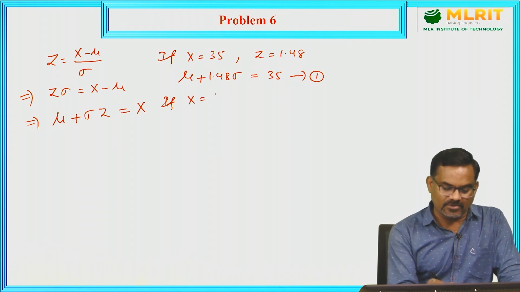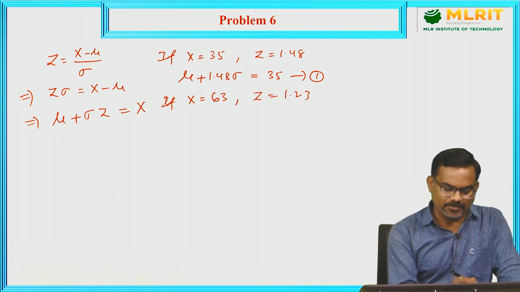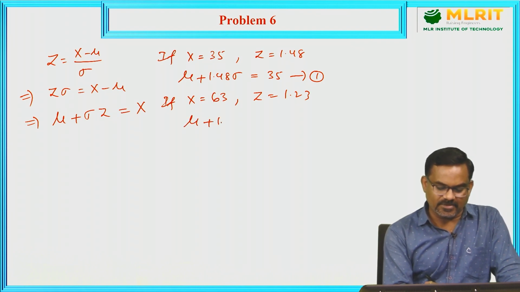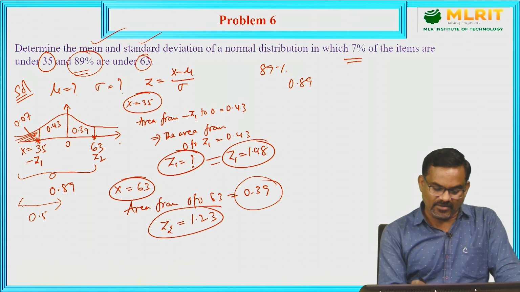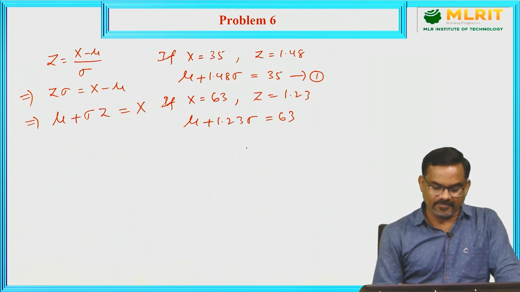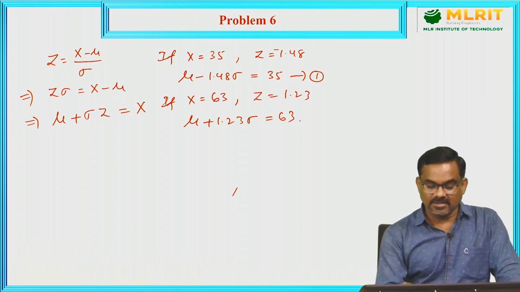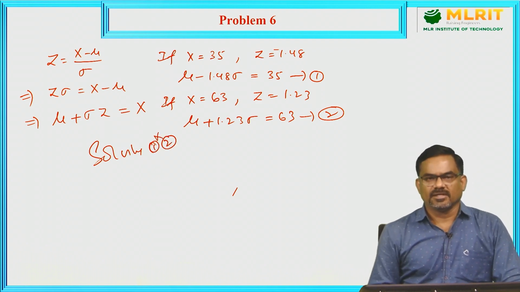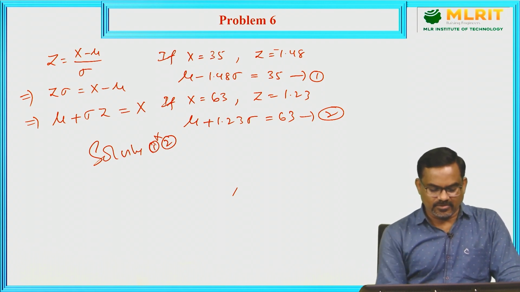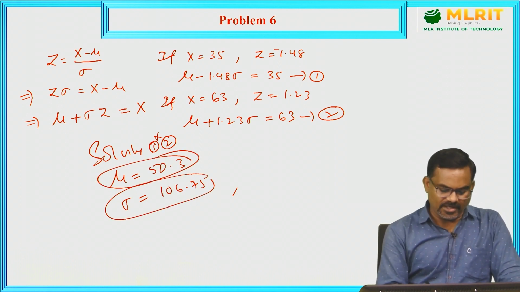Similarly, if x equal to 63, the value of z is 1.23. So let us substitute these values here. We get mu plus 1.23 sigma equals 63, and here this z1 is a negative value, so minus 1.48. So this is minus 1.48 in equation number 2. So solving 1 and 2: these are a system of equations, 2 equations in 2 unknowns. By solving these two, we can calculate mu and sigma. So by solving 1 and 2, mu is 50.3 and sigma is 106.75.